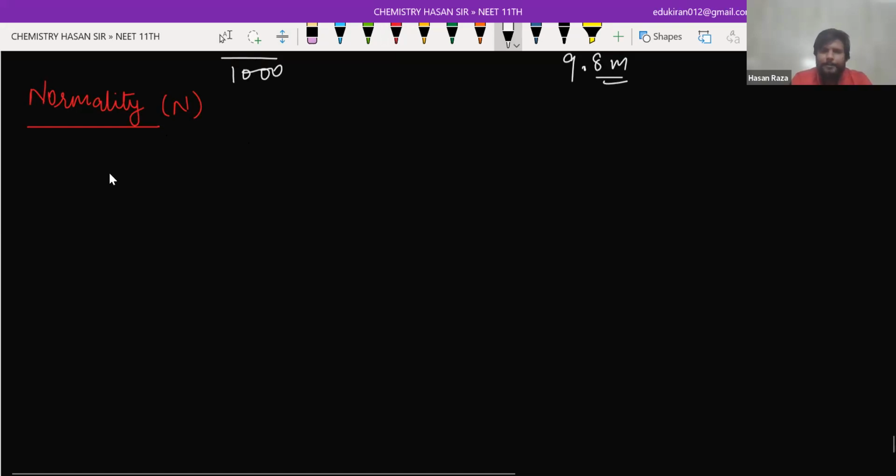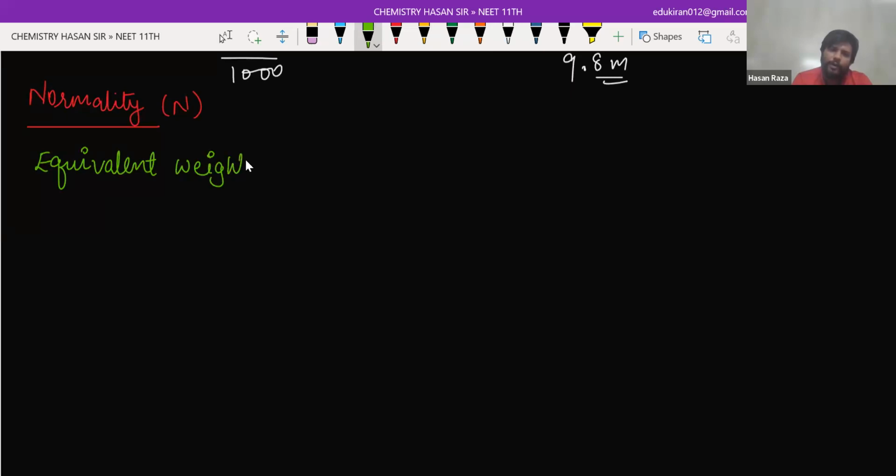See, first of all, we will go for equivalent weight. This is very important. And what is equivalent weight? We can either write equivalent weight or equivalent mass. That is equal to molar mass upon X. Now, you can easily calculate molar mass, right? Everyone can calculate molar mass.